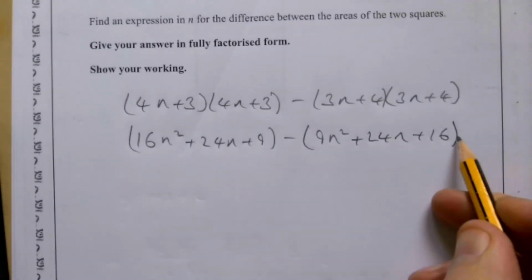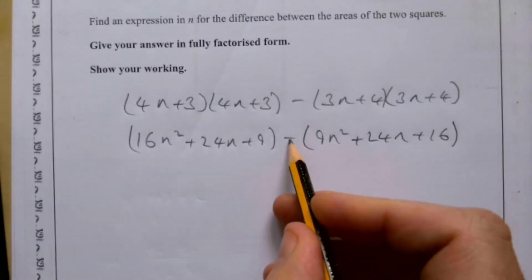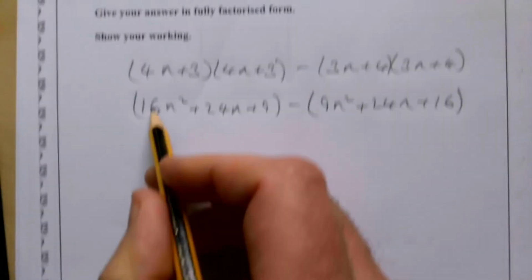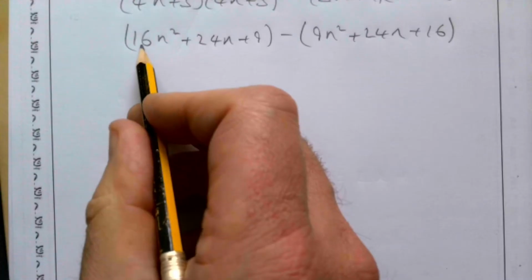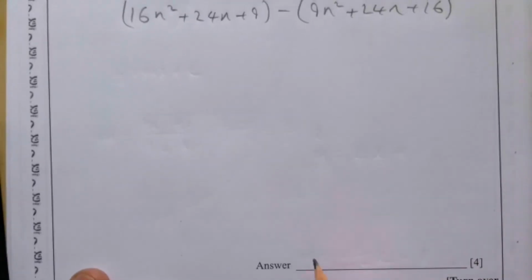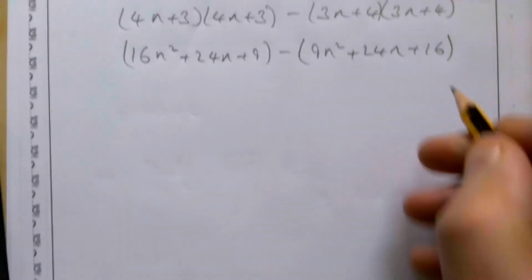You don't need the bracket there or there, but it's just much easier. If you put a minus here, you can end up getting confused about what you're doing. So in this case then we're just going to take these away. So 16n squared, take away 9n squared, gives us, of course, wait, it needs fully factorized form.